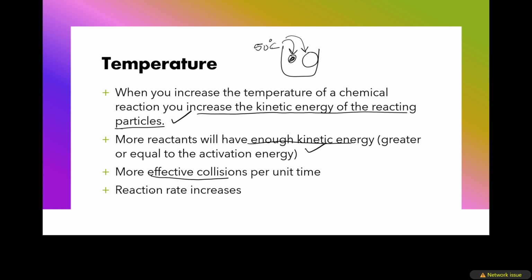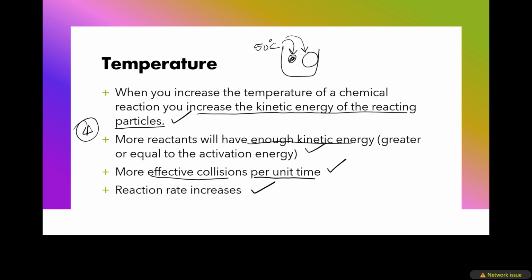That's the 2nd mark. And then if more particles have got enough kinetic energy, then there will be more effective collisions taking place per unit time. Do not miss out this phrase, per unit time. It is important. That's your 3rd mark. And then the last mark, the reaction rate will increase. So that is usually 4 marks. This is how you explain the effect of increasing the temperature on the reaction rate.